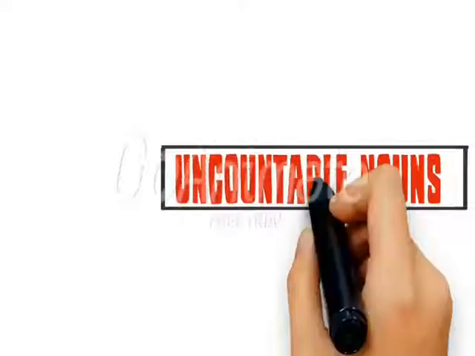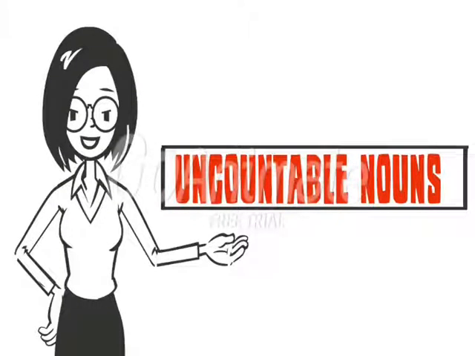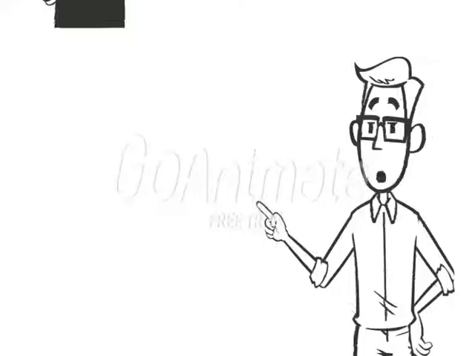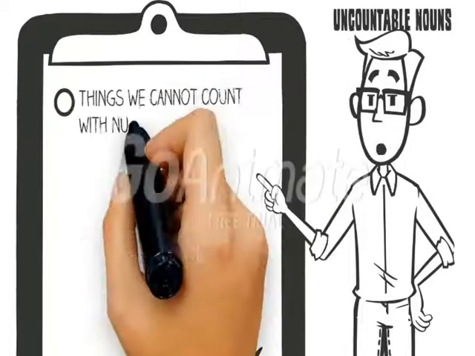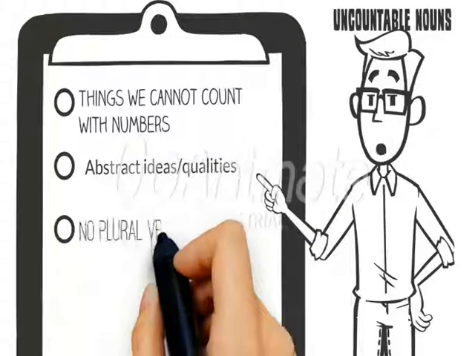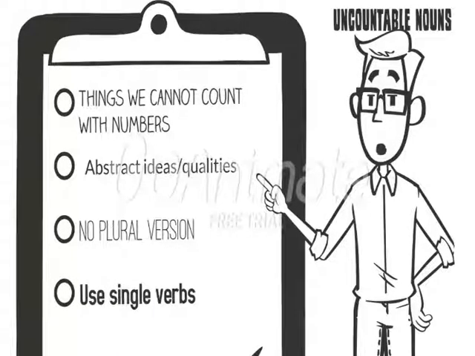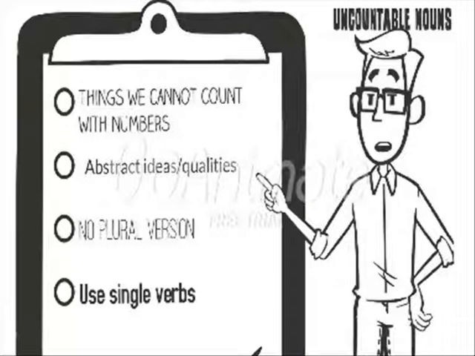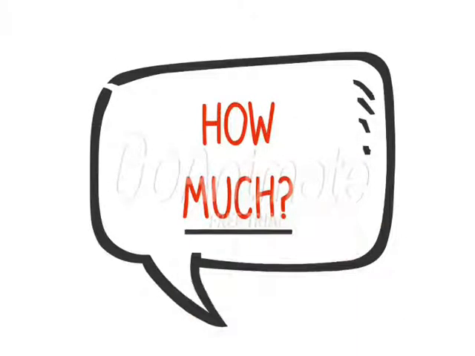Now let's look at uncountable nouns. Okay, so 4 things to consider when using uncountable nouns. Uncountable nouns are things we cannot count with numbers. Abstract ideas and qualities. There is no plural version, and they only use singular verbs. To ask about uncountable nouns, we use how much.